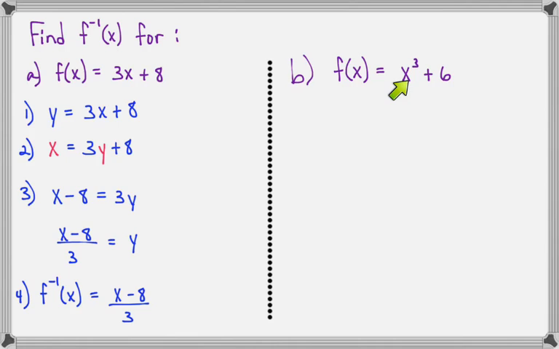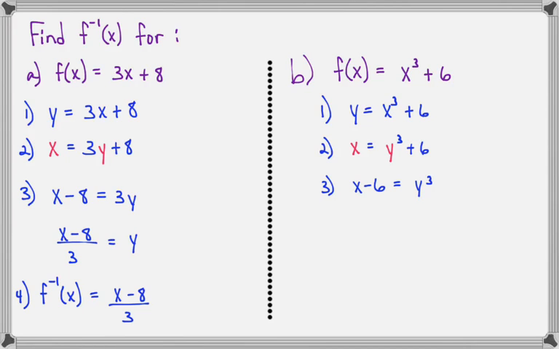Okay, now on this one, let's replace f of x with the letter y. Let's now switch x and y, so it will say x equals y to the third plus 6. Now let's solve for y, so we will subtract 6 from both sides, and we will do the cube root of both sides. There's our inverse function, and all we have to do now is label it with f inverse.